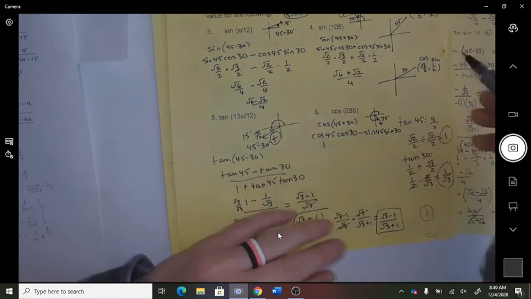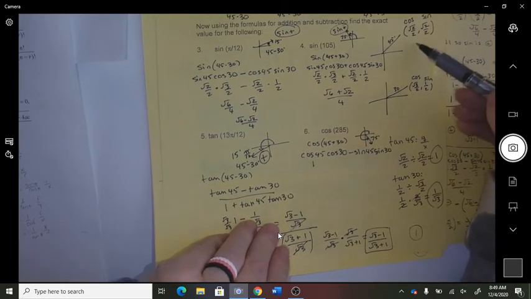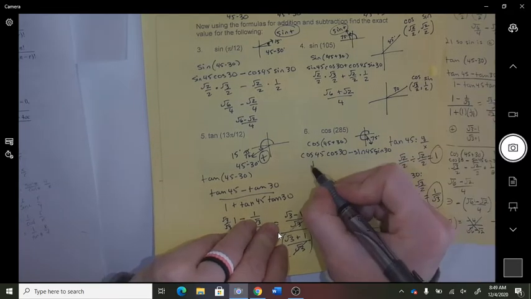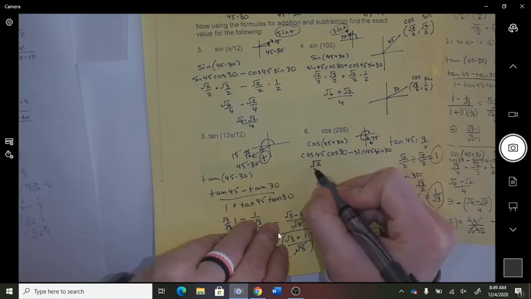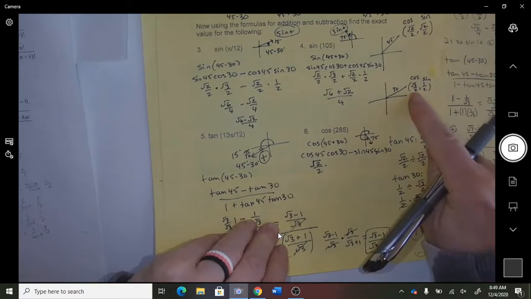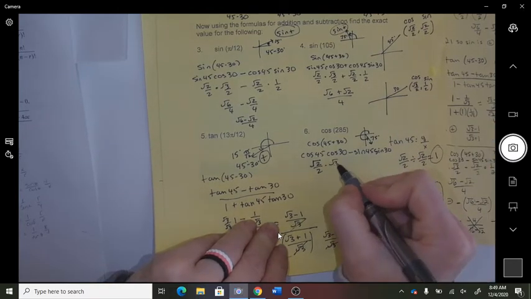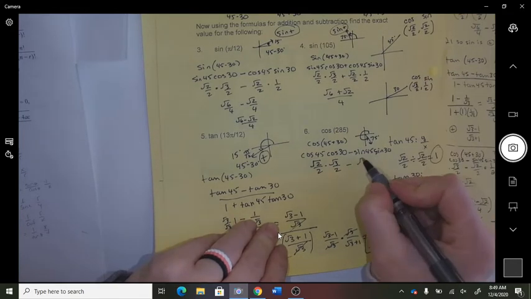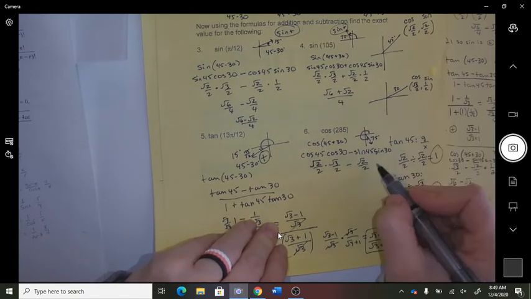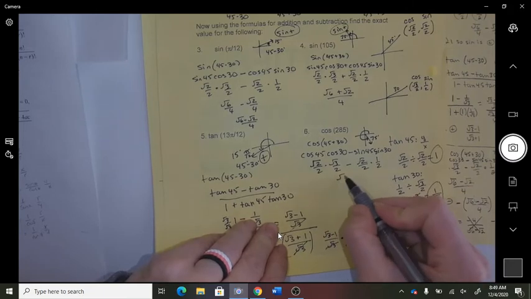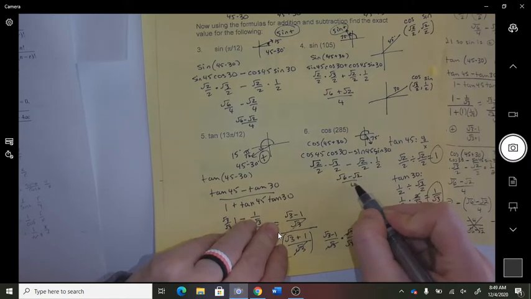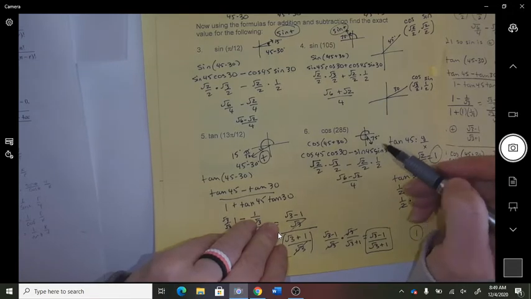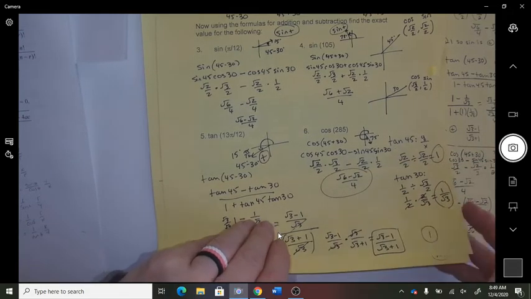So 1 is the cos value for 45. Cos of this, or sorry, what am I doing here? I'm doing the cos. Cos of 45 is root 2 over 2. Cos of 30 is root 3 over 2. The sine of 45 is root 2 over 2. The sine of 30 is 1/2. So root 6 minus root 2 over 4. In quadrant 4, cos is positive, so we leave it.